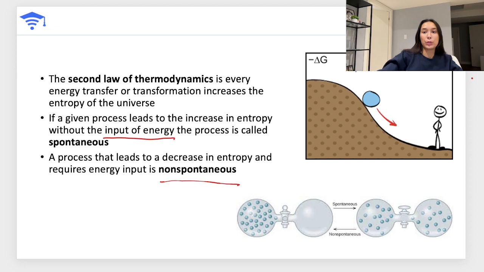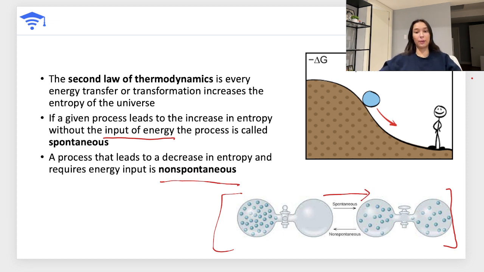So spontaneous would be downhill. Non-spontaneous would be something that's uphill. If we look at this diagram here, this diagram I really like, it puts it into a good amount of context in terms of spontaneity as well as entropy. If we start on the left side, going from the left to the right, you're increasing in spontaneity. This is a spontaneous reaction, okay?